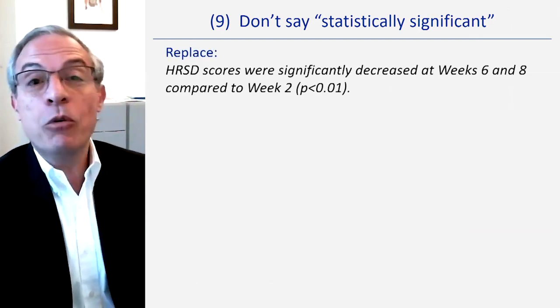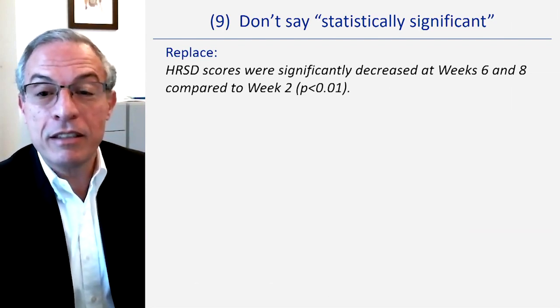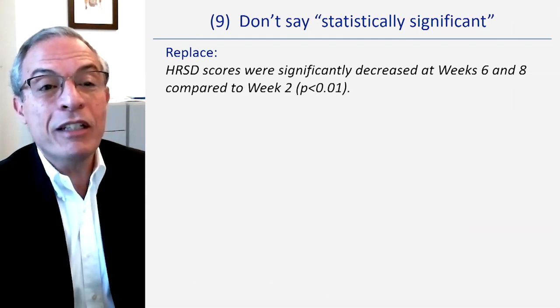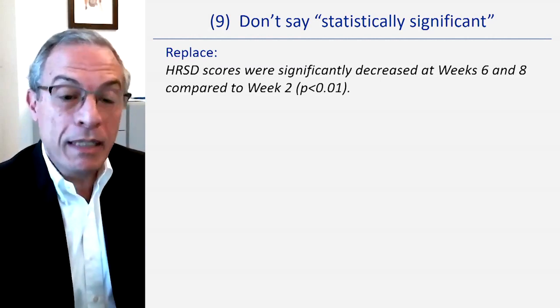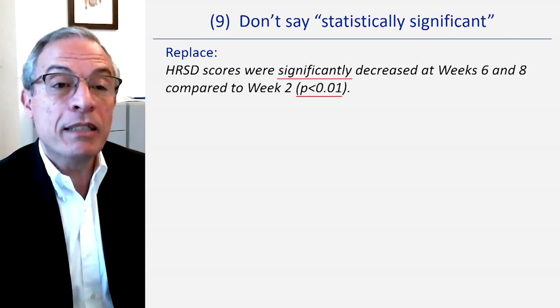So this is the old way. HRSD, the Hamilton Rating Scale for Depression. HRSD scores were significantly decreased at week 6 and 8 compared to week 2, p less than 0.01. Two problems: significantly and p less than 0.01.